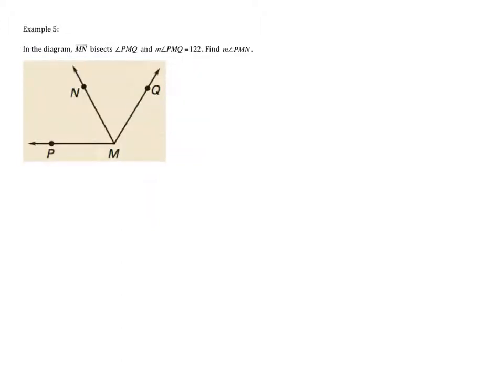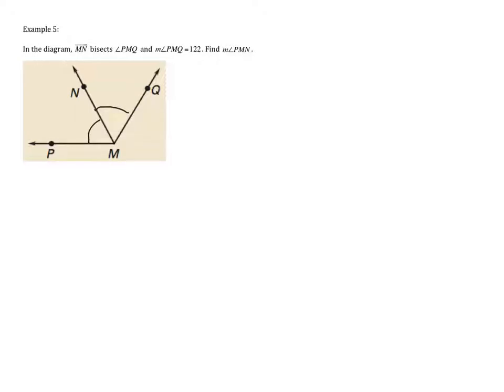Just like with segments, we can also have angles that are bisected. Remember when we heard the words midpoint, we thought, well, that just cuts the segment into 2 congruent segments? Now if we hear that an angle is being bisected, or we have an angle bisector, we know that the angle is being bisected into 2 congruent parts. So in this diagram, it says that ray MN bisects angle PMQ. So that tells me that these 2 smaller angles are congruent.